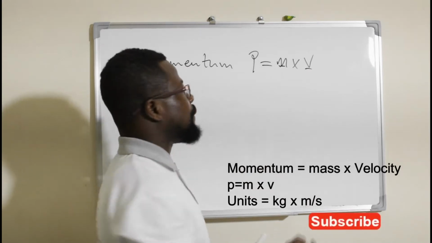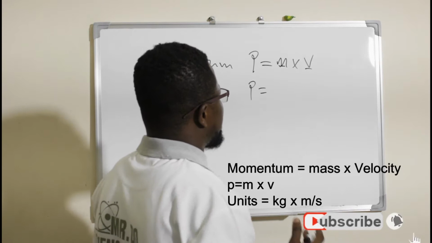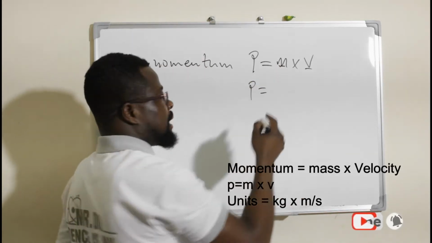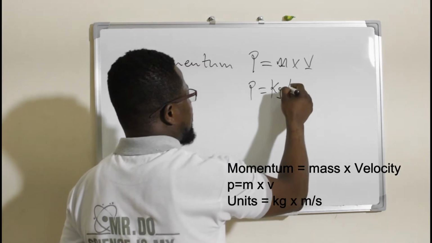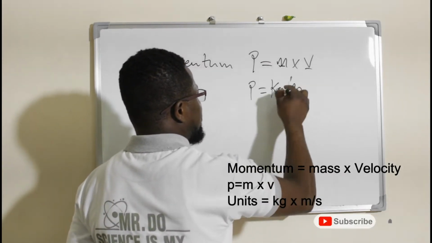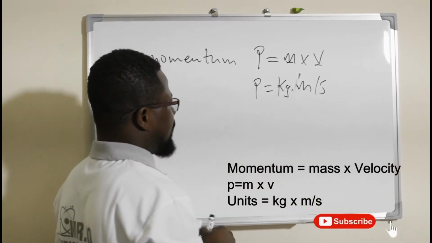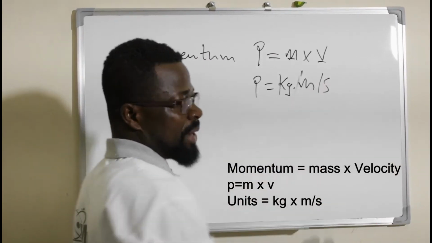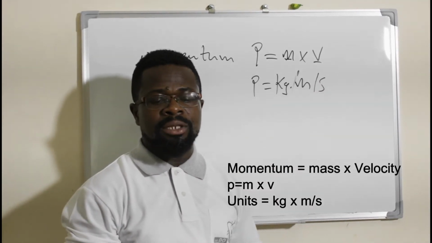So if you want to look for the unit in which momentum is measured, what is mass measured in? Mass is measured in kilograms, and velocity is measured in meters per second. So we can say that the unit of momentum is kilogram meters per second.